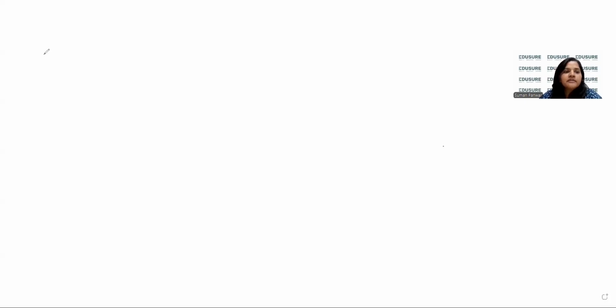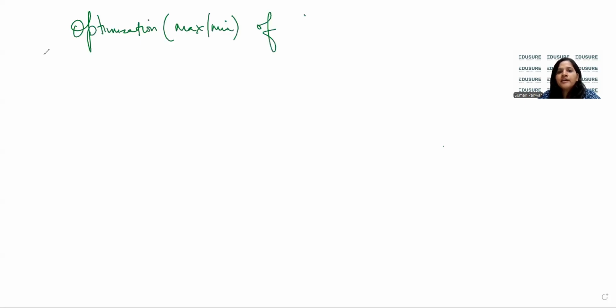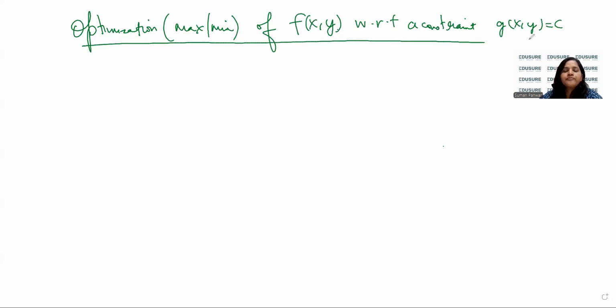We are discussing optimization, that is finding the maxima or minima of a function f(x,y) with respect to a constraint g(x,y) = c. Okay, so we already know the necessary condition for the optimum value to occur.